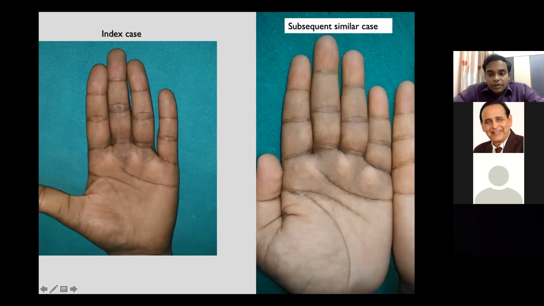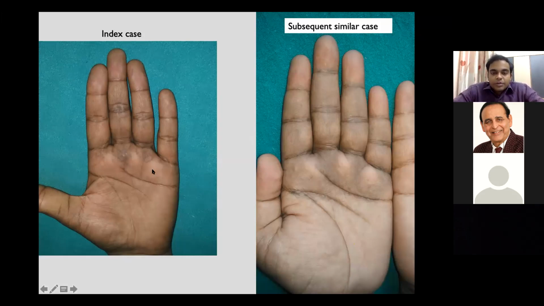Okay, this was the index case, which is there on the left side, and on the right side we saw a similar case. It's very similar. You can see that predominant involvement is on the palmar aspect of the fingers, not on the palm per se. There is only slight extension onto the palm, and it's showing some sort of variegation. There is variation in the degree of brownness, the degree of greenness to this lesion, this patch or this macule.